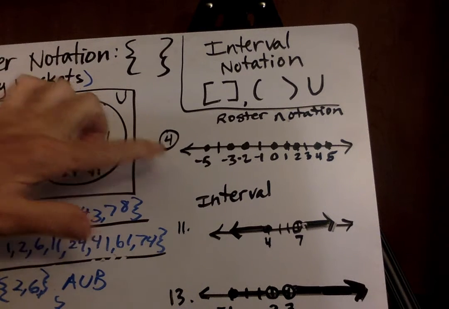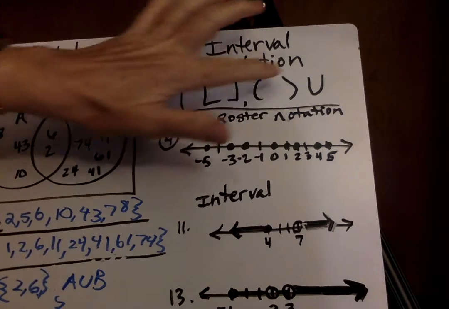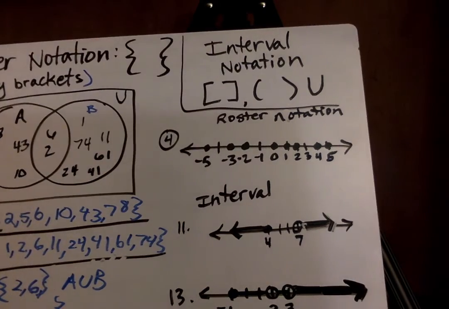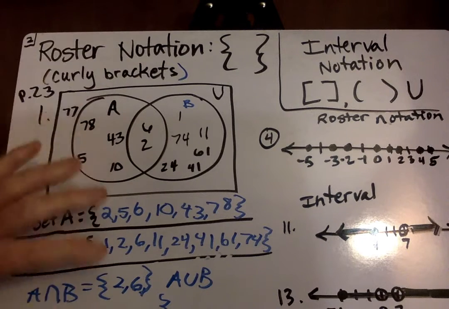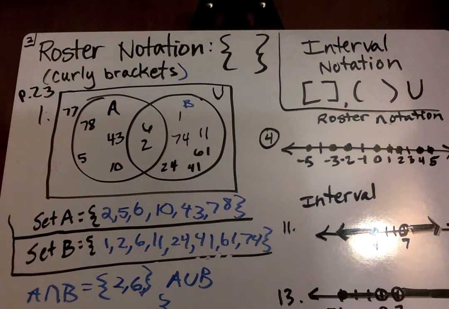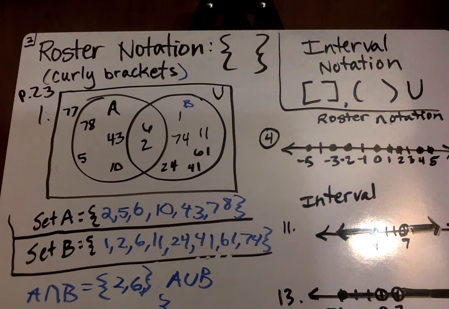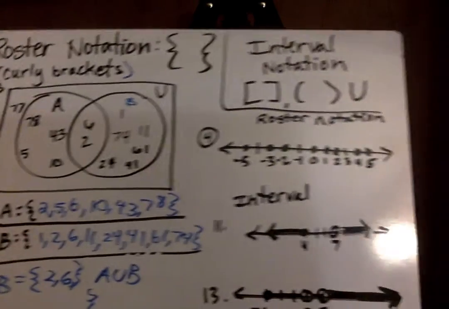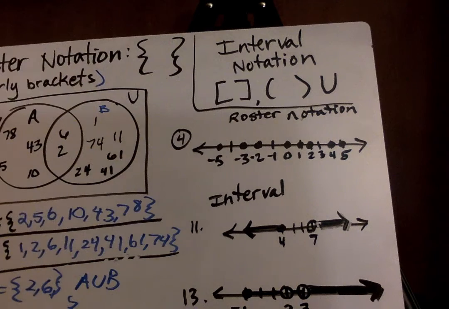Right over here, again, roster notation is the brackets. Interval notation is like this. Normally, you use roster notation for discrete functions, and discrete functions are basically a set of points, and continuous functions are some kind of curve or line. Okay, so over here, we're doing roster notation, and we have a set of points here on a number line.